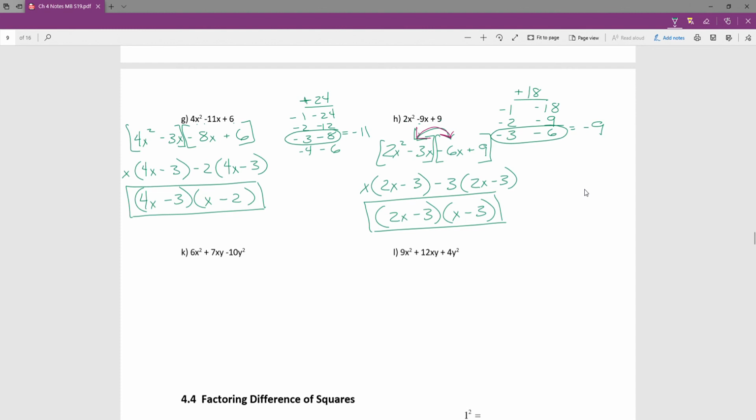Two more to do. These two look a little different, but we're going to try and trust our strategy of the AC test. These look a little different because we've got an x squared term, an x term, and a nothing, but we also have this y term that's actually stepping up in degree. So sometimes we have trinomials that look like this, and they also fit the AC test. So we're going to stay with that strategy. When you have 3 terms, try the AC test.